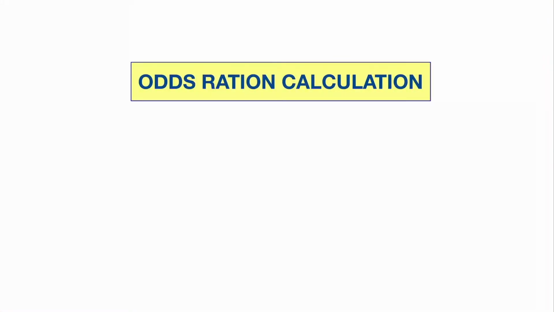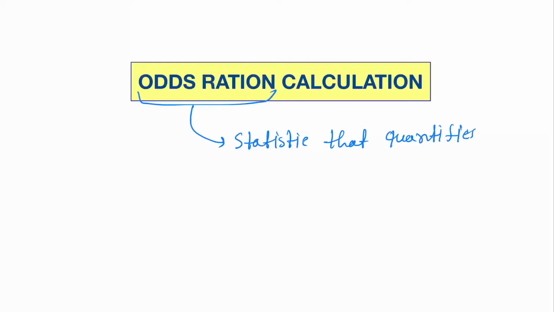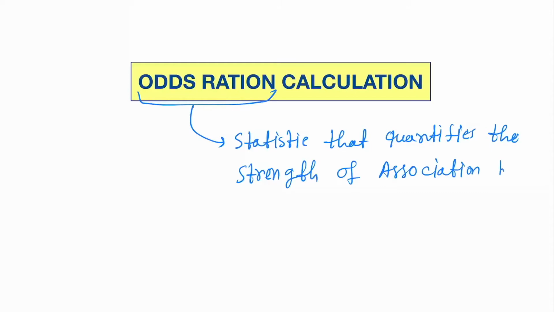Okay, so hello friends, today our topic is the odds ratio calculation. So what is odds ratio? Odds ratio is a statistic that quantifies the strength of association between two events. Okay.